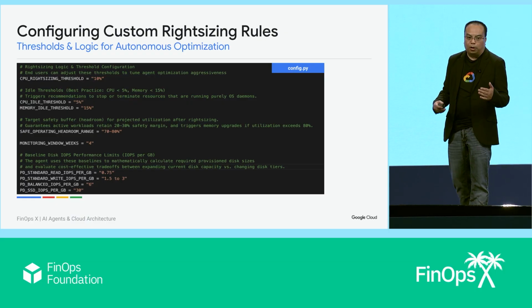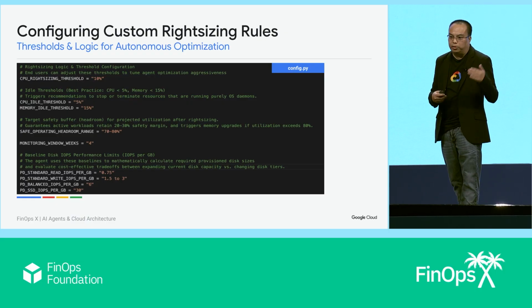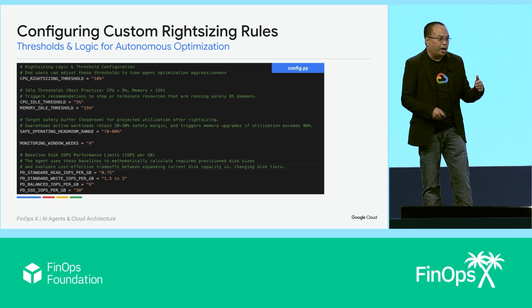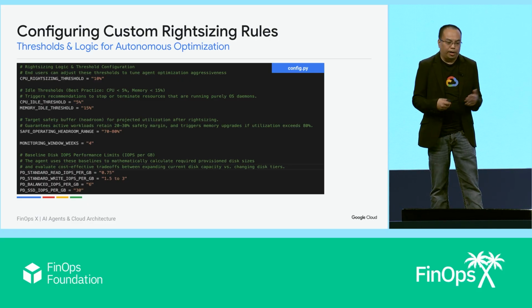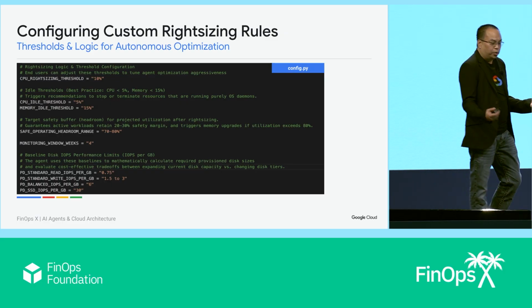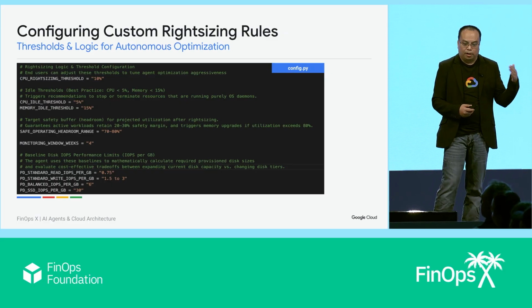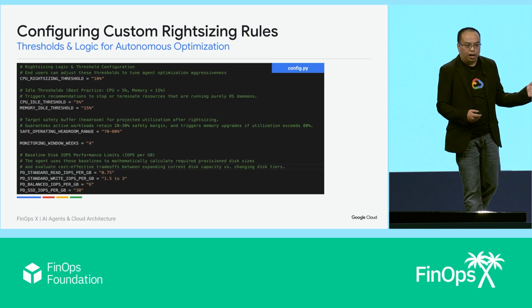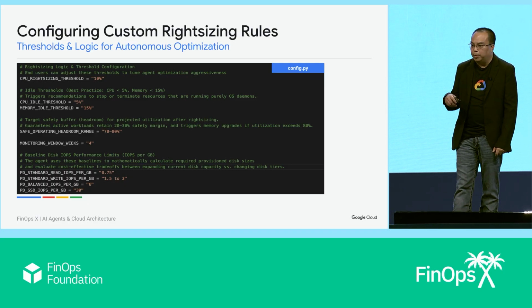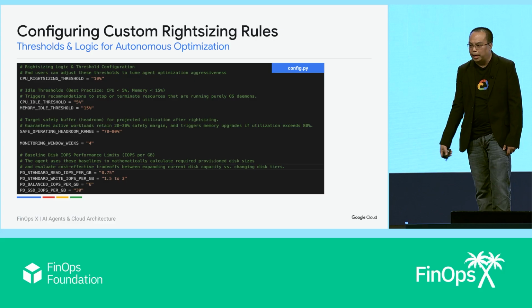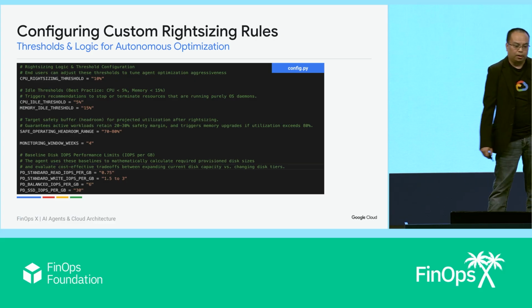There's also thresholds for what you define as a right-sizing opportunity or an idle resource, right? So for us, in this example, we're saying anything that's less than 5% utilized is considered CPU idle. Or if the memory is less than 15% utilized, we're considering that memory idle.